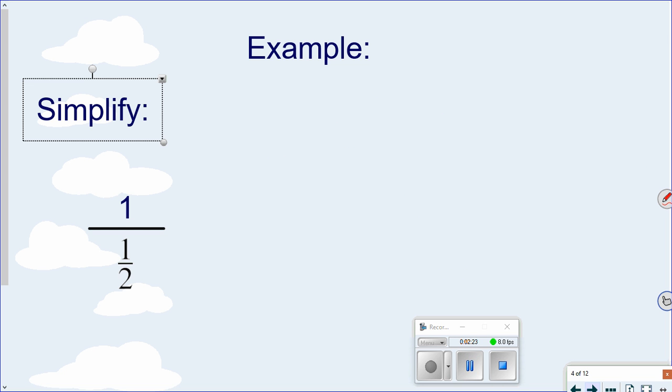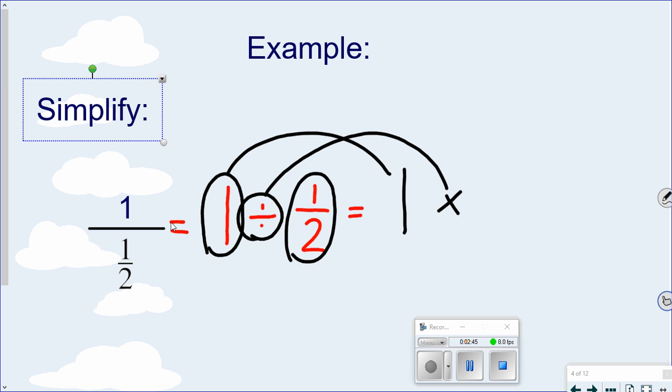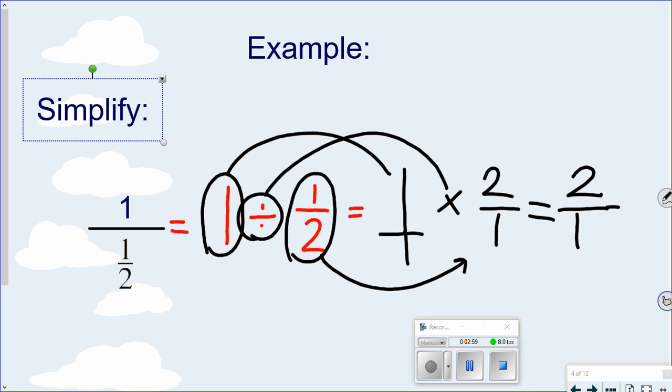Now I have 1 as my numerator, so I will write 1 divided by a half. So I've now written it as a division problem. I'm going to keep my 1. I'm going to change this to multiplication. And instead of 1/2, I'm going to use the reciprocal, which is 2/1. 1 is also known as 1/1. 1 times 2 is 2. 1 times 1 is 1. So the answer to this problem would be 2.